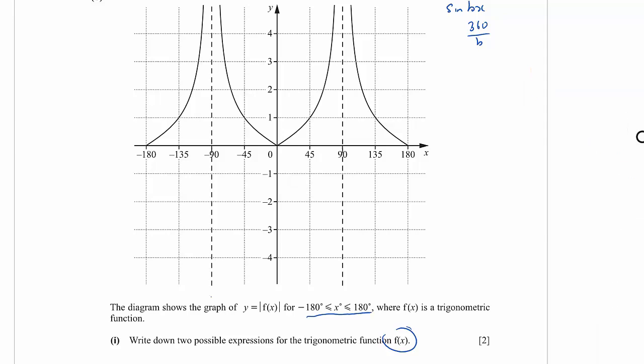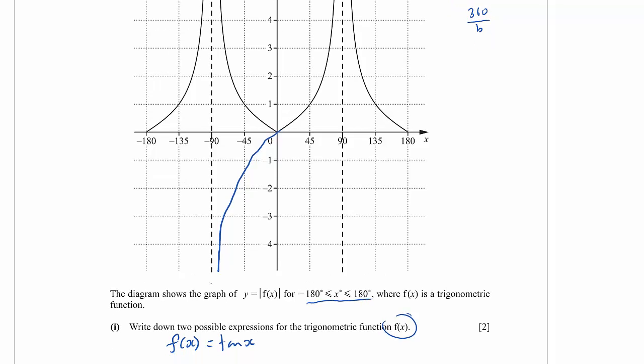So the curve could continue down this way, and then that branch will look very much like a tan. So I say that's f of x equals tan x. And this one here is a reflection of that one in the x-axis, and so if we carry on with the reflection, that would be f of x is equal to negative tan x, so that would work.